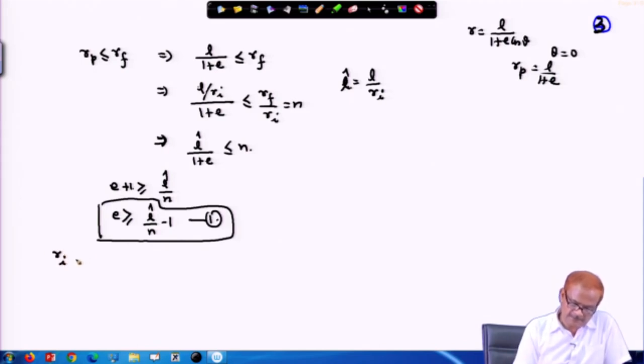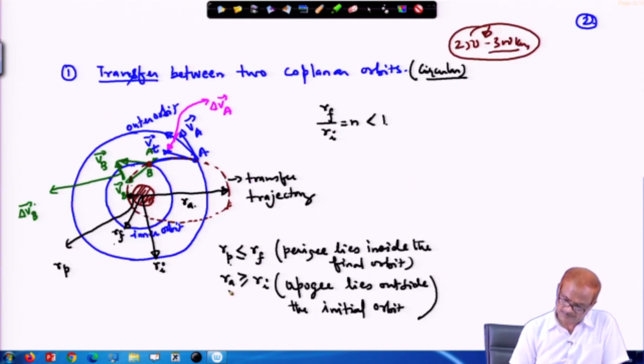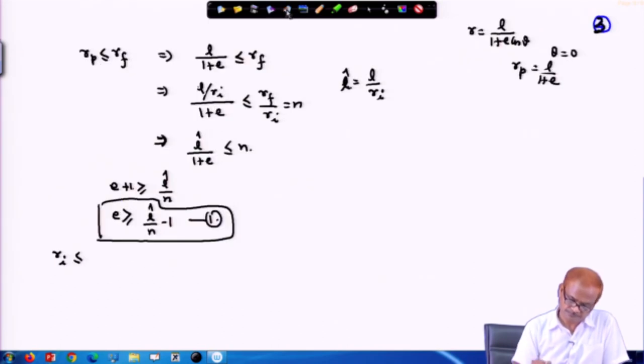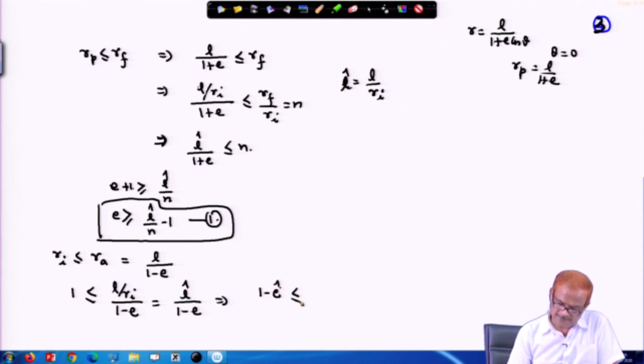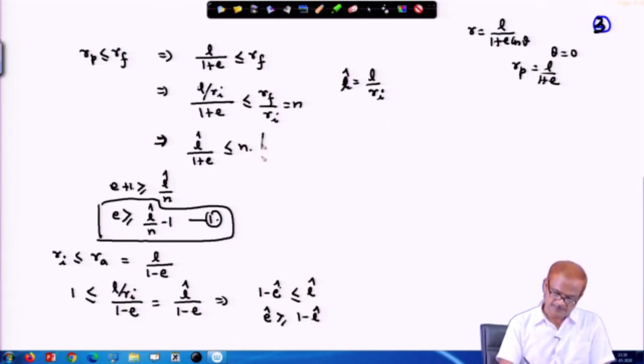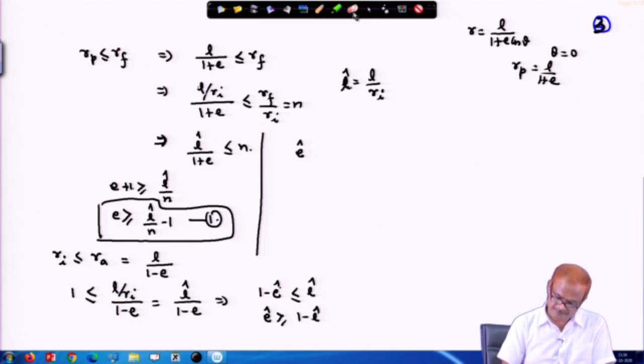Similarly, we have seen that r I is less than r apogee, r apogee is greater than r I, and r apogee is nothing but l by 1 minus e, okay, dividing both sides by r I. So, this becomes 1, and l by r I into 1 minus e, L cap into 1 minus e, and this implies 1 minus e is less than L cap, or e is greater than or equal to 1 minus L cap. So, the other equation we are getting, this is not e cap, this is just e: e is greater than or equal to 1 minus L cap.